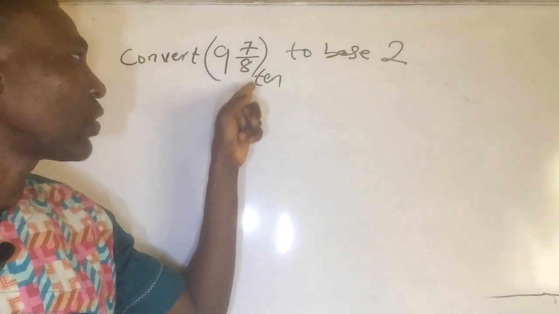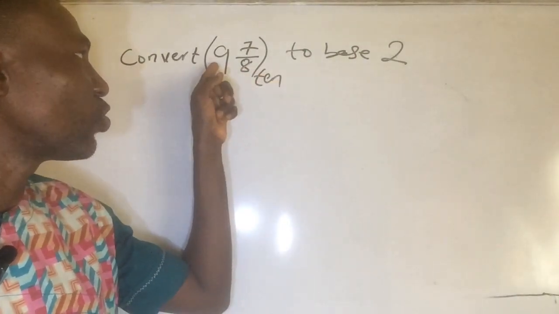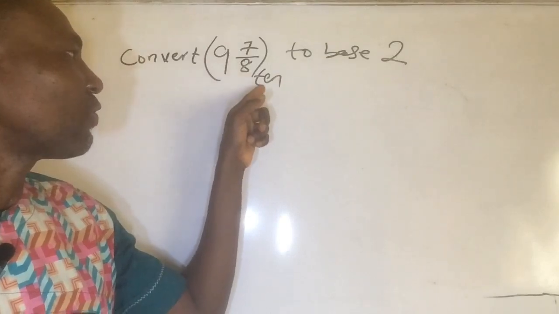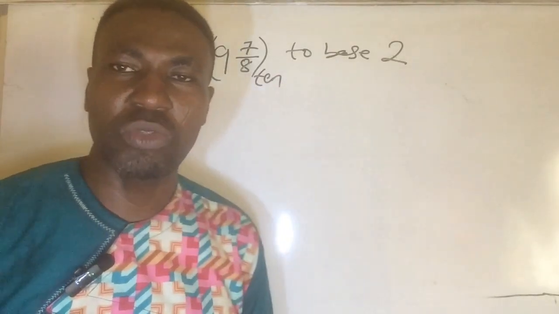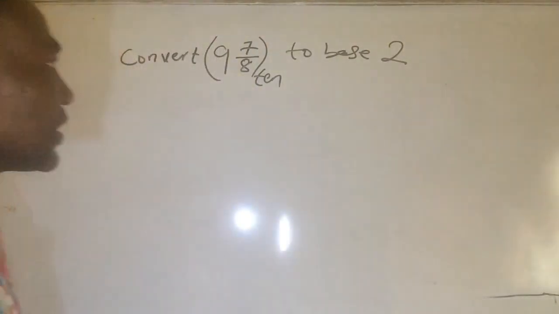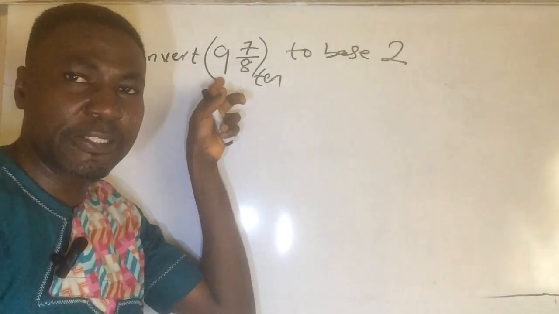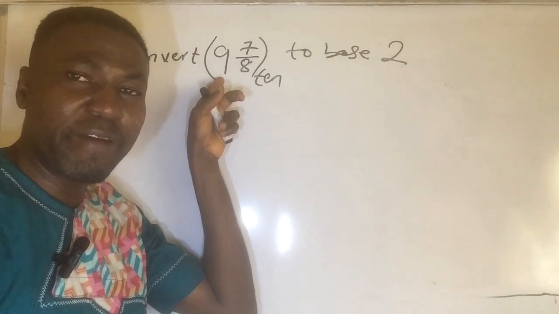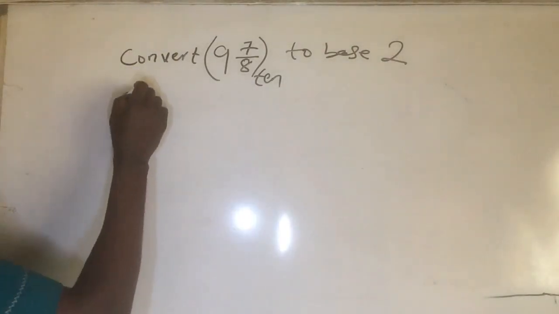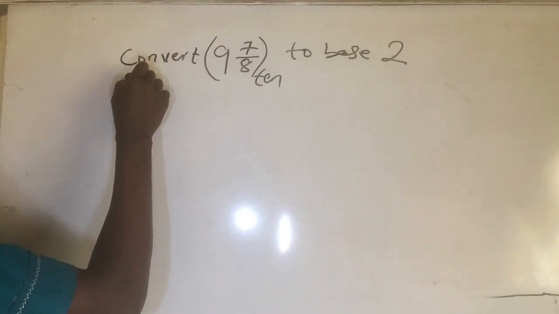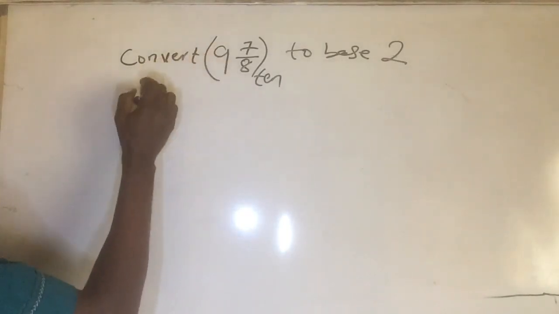So this fraction now, we convert it to the whole number and fraction. That is, in base 10, we convert it to base 2. How do we do this thing now? The first thing is to work with the whole number first. We convert the whole number first to base 2. How do we do it? We do the first number first, which is the whole number 9.